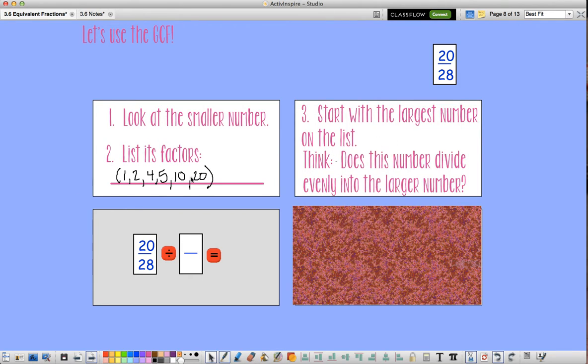the largest number in the list and determine, can my denominator be divided by that? So can 28 be divided by 20? No, so that won't work. Can 28 be divided by 10? No, so that won't work. Can 28 be divided by 5? No, so that won't work. Can it be divided by 4? Yes. So the GCF of 20 and 28 is 4.